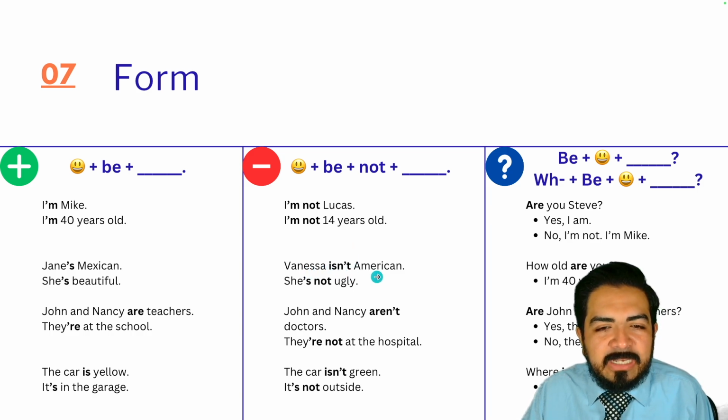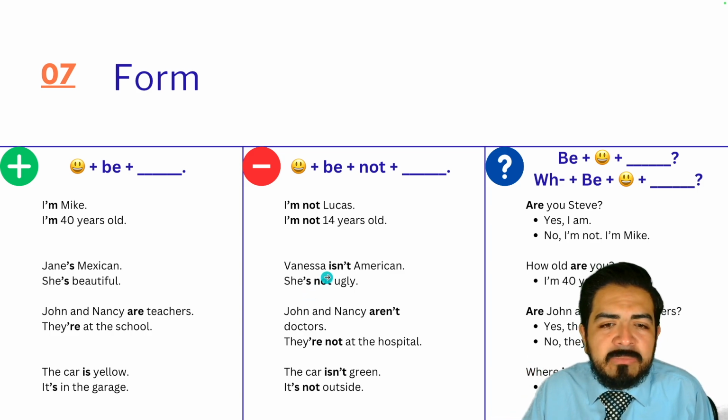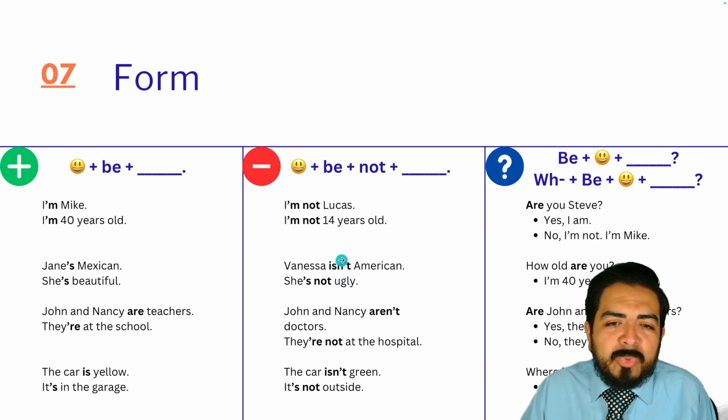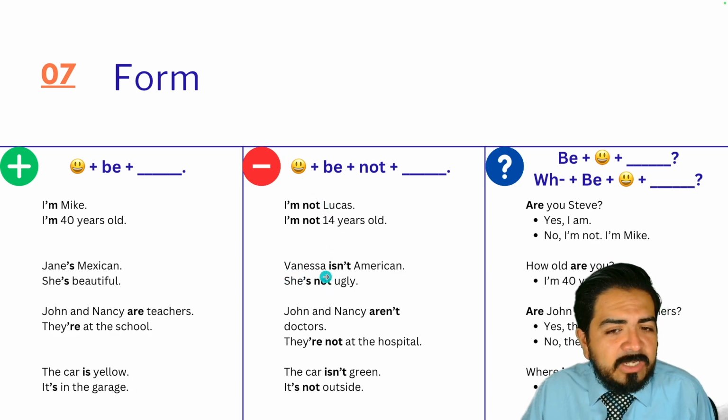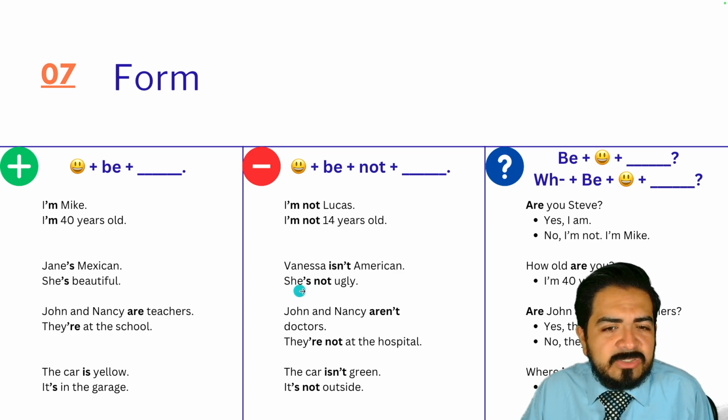Okay, another example. Vanessa isn't American. She's not ugly. Okay, now here you can see the contraction, but notice we have two contractions. They mean the same. In practical terms, they mean the same. Isn't and is not is the same. Okay, so the pronunciation is isn't, and here it's not. So let's take a look at the structure. Vanessa is the subject, and then we have be and not, isn't, and then the complement American. And then in the case of she's is the subject and the verb be, not, and the complement.